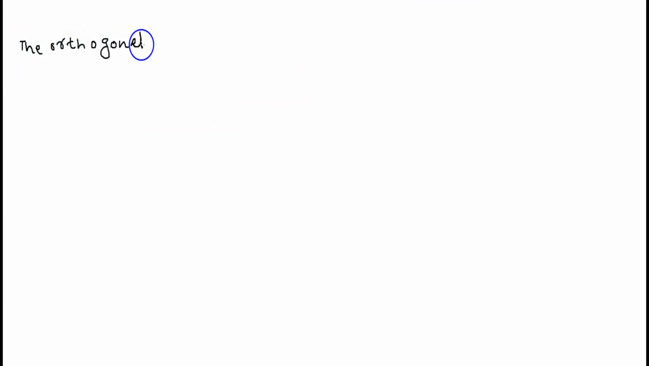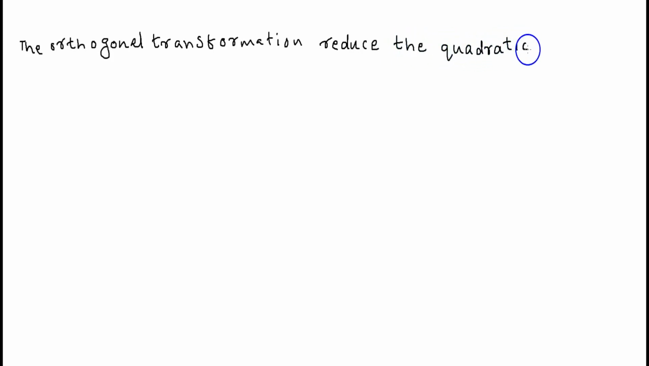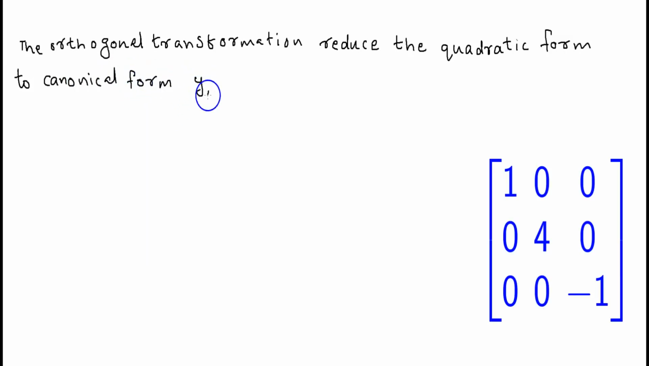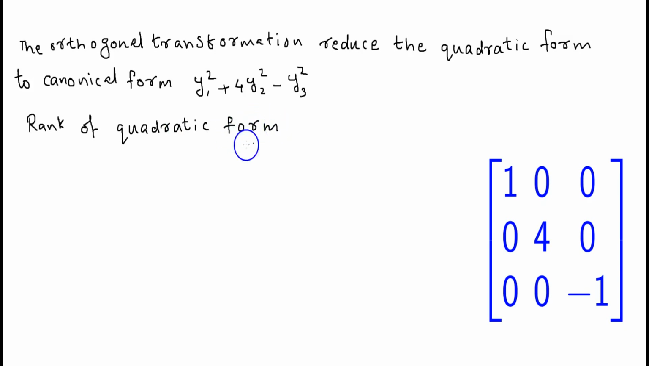Therefore, orthogonal transformation reduces the quadratic form to canonical form by y1² + 4y2² - y3². Now we have to find the rank of the quadratic form. Rank of the quadratic form is the number of non-zero rows in canonical form. Here, the number of non-zero rows is 3. Therefore, rank of the quadratic form is 3.